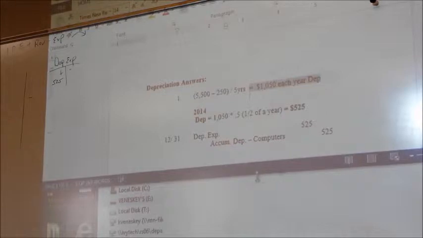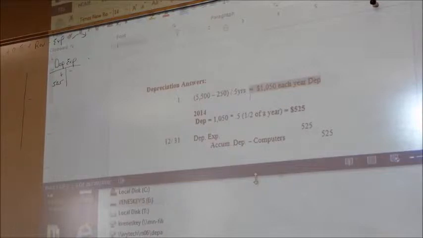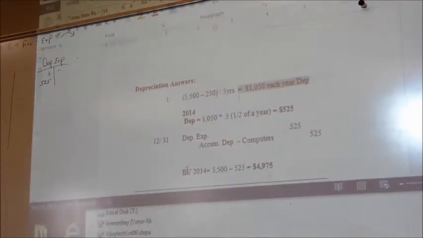What's the book value? The final part of this part one answer. 4,975. Book value, cost minus how much I've depreciated.